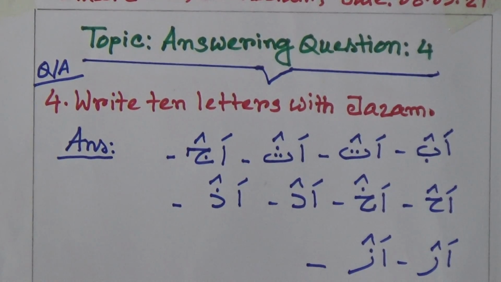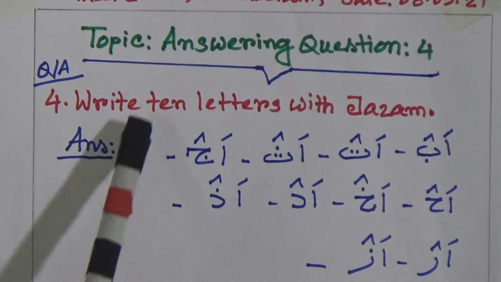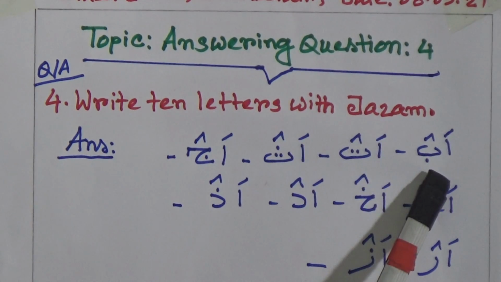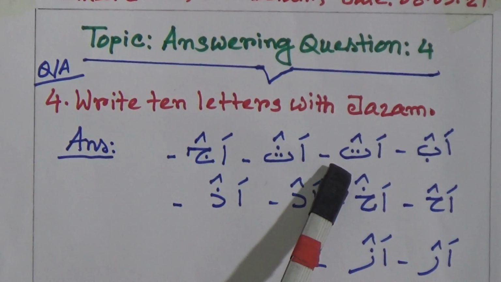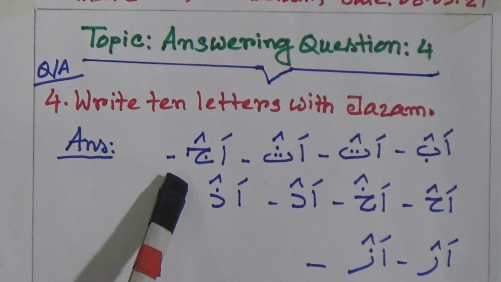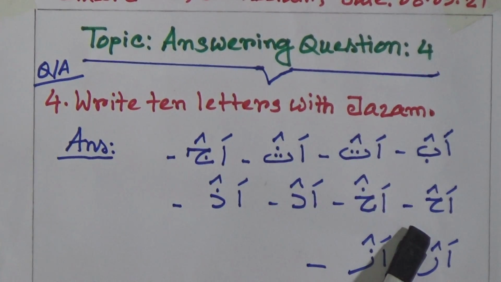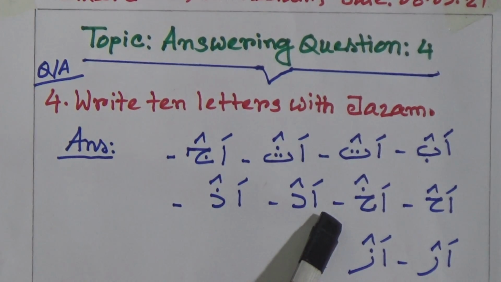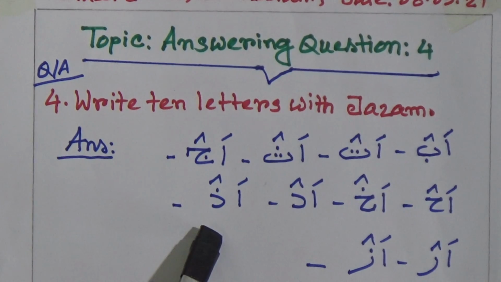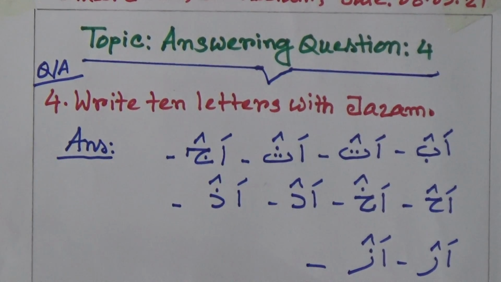Dear students, I repeat, write 10 letters with jazm, and the answer is Hamza ba jabar ab, Hamza ta jabar at, Hamza tha jabar at, Hamza jim jabar aj, Hamza ha jabar ah, Hamza kha jabar akh, Hamza dal jabar ad, Hamza dal jabar ad, Hamza ra jabar ar, Hamza za jabar az.